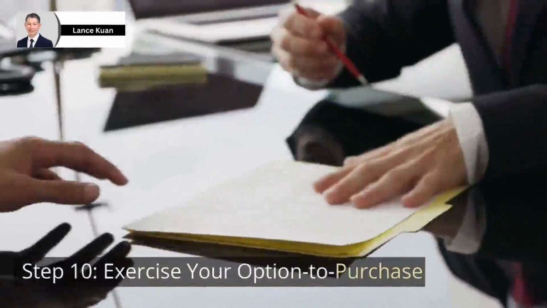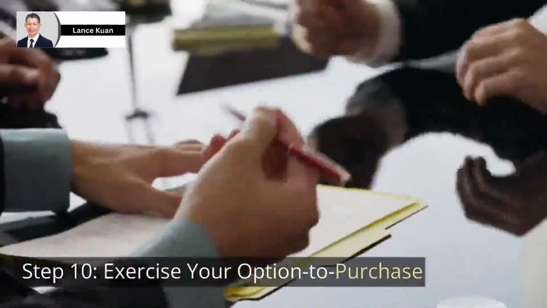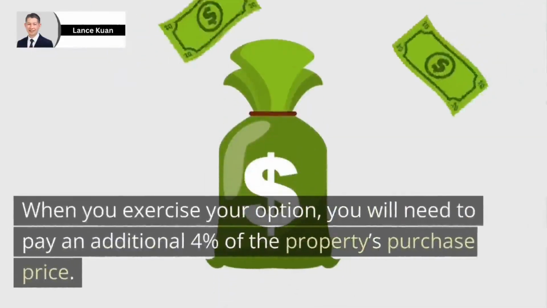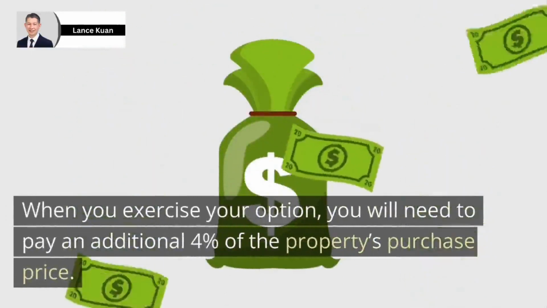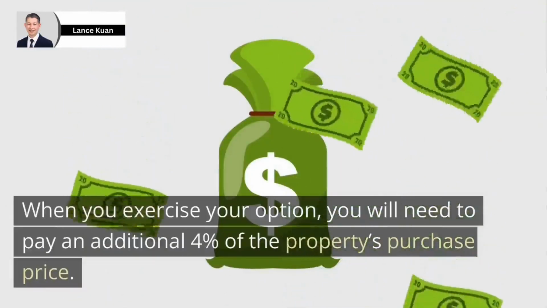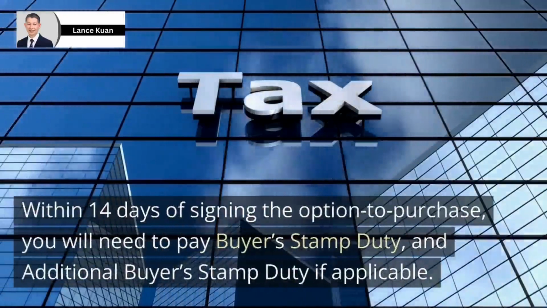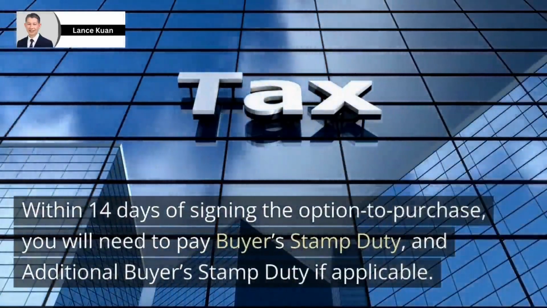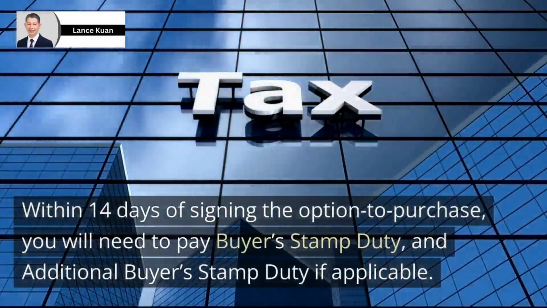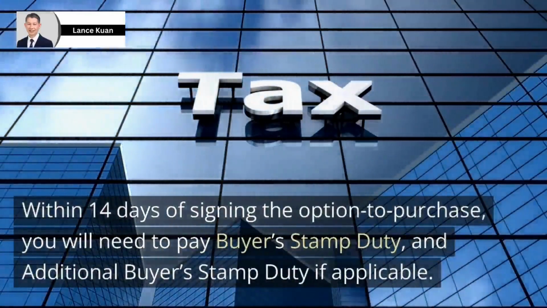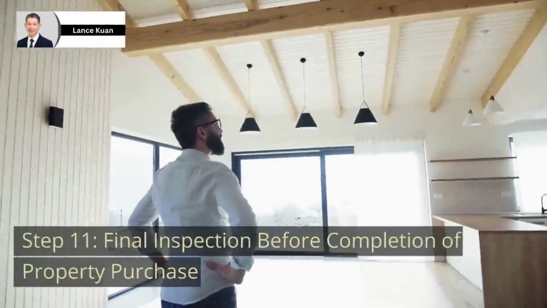Step 10. Exercise your option to purchase. When you exercise your option, you will need to pay an additional 4% of the property's purchase price. Within 14 days of signing the option to purchase, you will need to pay buyer's stamp duty, and additional buyer's stamp duty, if applicable.